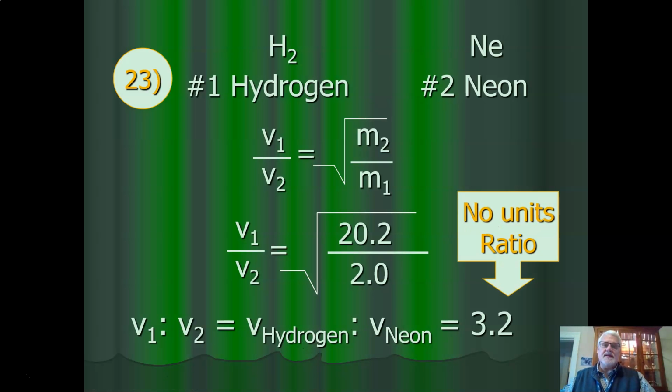Okay, and since, by the way, there are no units of measure on 3.2, it's just a ratio. So in other words, hydrogen is going faster, 3.2 times faster. Okay, that's the ratio between the two, and as it should be, because it's the smaller one.